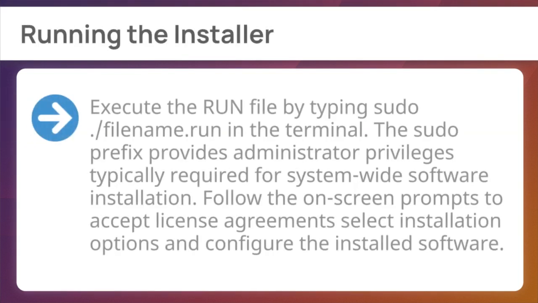Next, running the installer. Execute the run file by typing sudo ./filename.run in the terminal. The sudo prefix provides administrator privileges typically required for system-wide software installation. Follow the on-screen prompts to accept license agreements, select installation options, and configure the installed software.